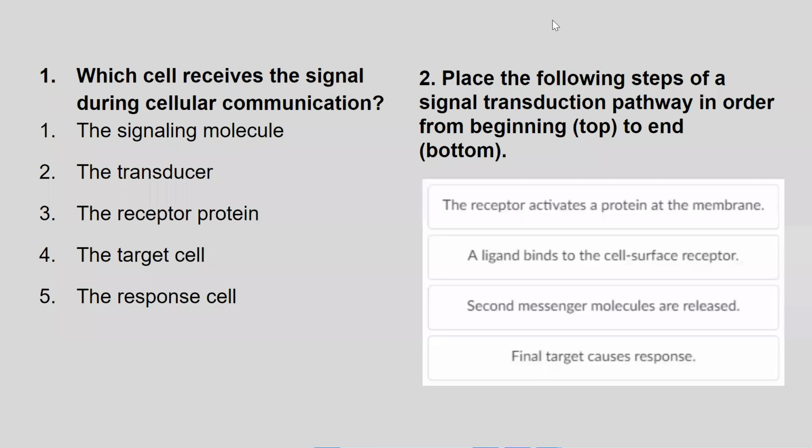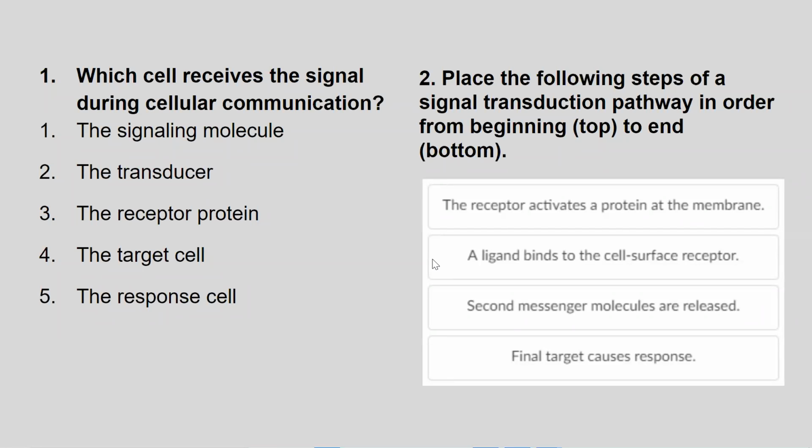The second question is to sequence these statements into the correct order of signal transduction, and this will be answered by Ranu. Ranu, tell me what should the first statement be? First statement would be a ligand binds to the cell surface receptor.